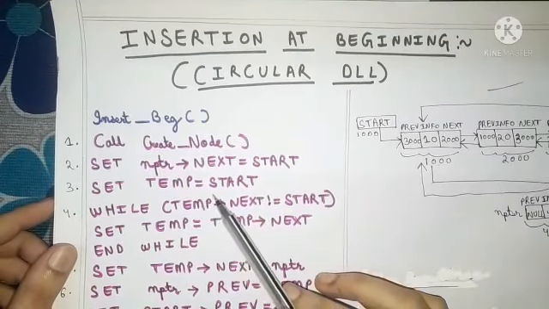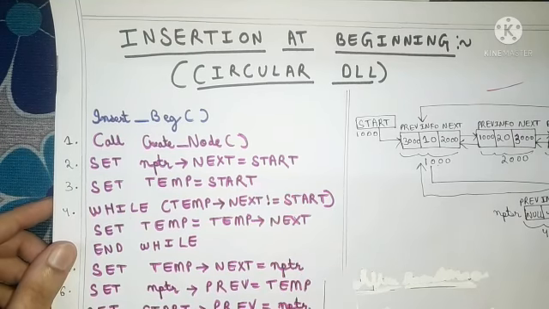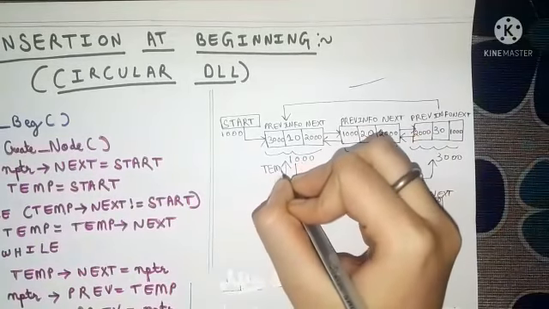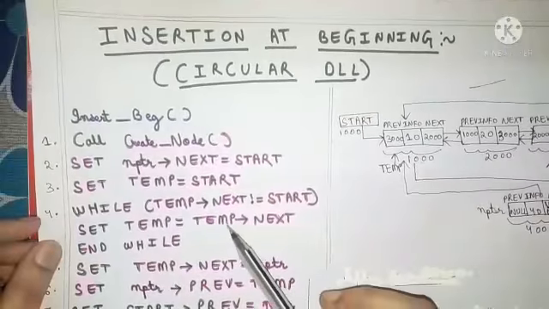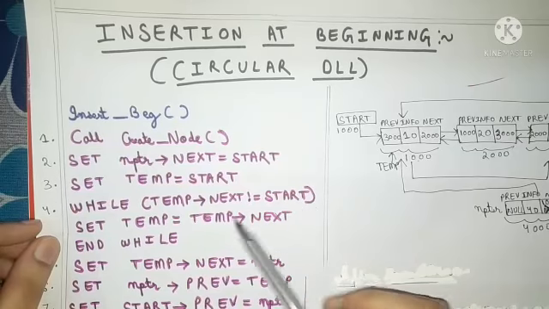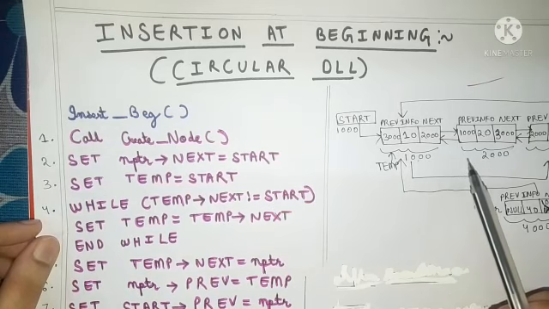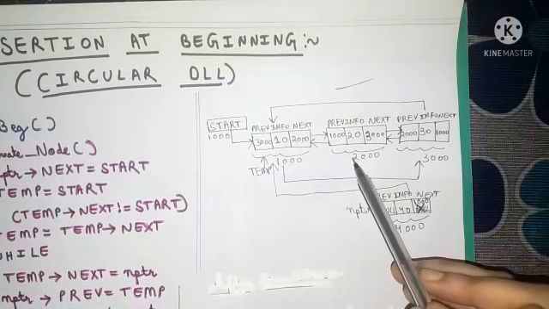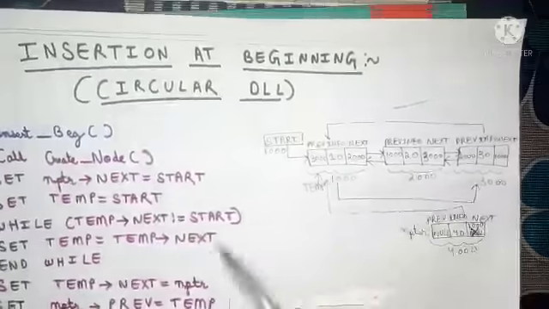After that we will set one pointer, temp is equal to start, from our first node, which will be traversing the entire list. So here we will set temp is equal to start. Then by using the while loop we will traverse through the entire list. While temp next not equals to start, it will check whether our next node is pointing to the start or not. Here it is pointing to the node whose address is 2000. So this condition is true, so it will enter inside the loop.